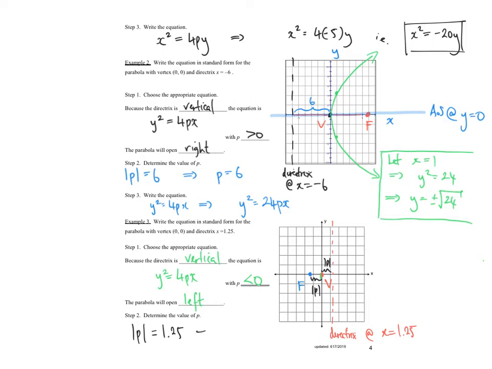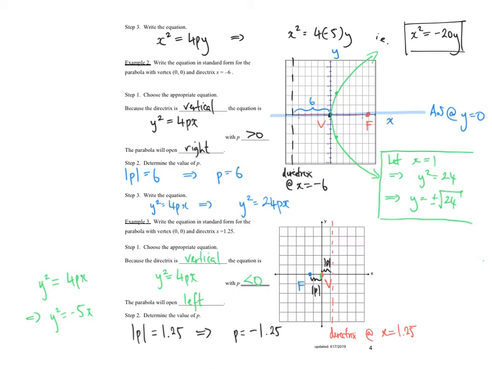So in absolute value, p is 1.25, but p was supposed to be negative. So we need to take p to be negative 1.25. Our equation is therefore going to be y squared equals 4px. So substituting in, I will get that y squared equals negative 5x. I'm just cramming this on here so I don't have to change the page.